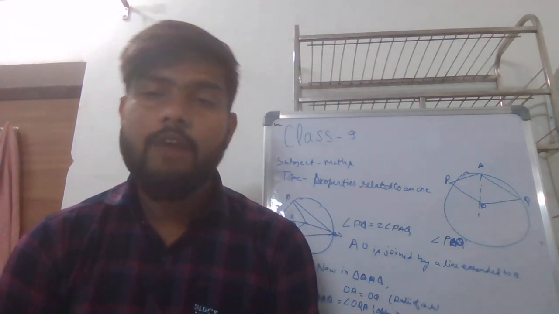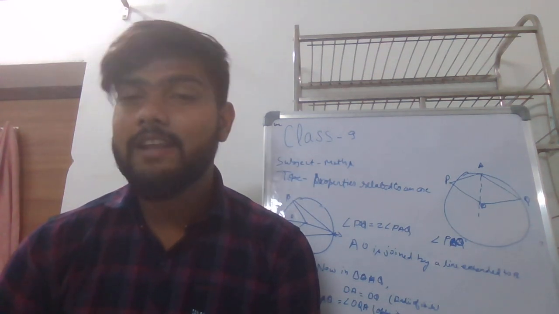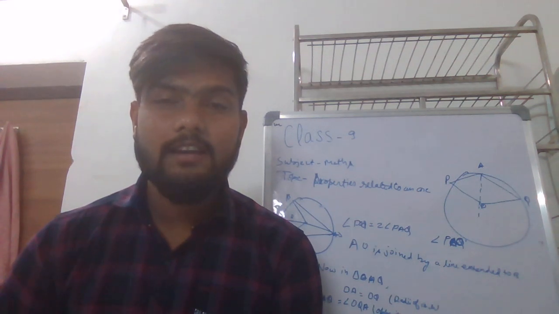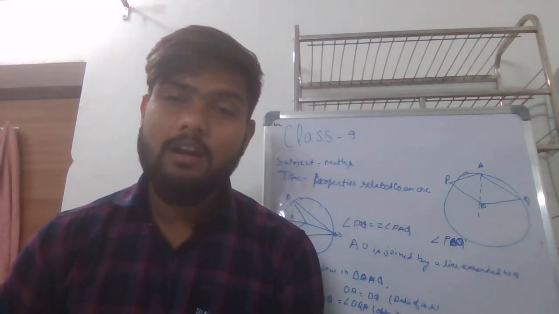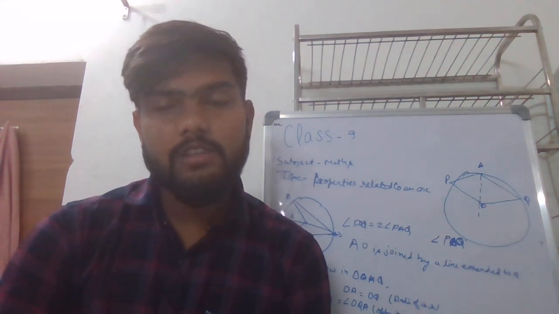You have to draw 5 different circles and take different arcs on them, and you have to verify whether the angle subtended by the arc at the center is double the angle subtended at the remaining part of the circle in all 5 cases.